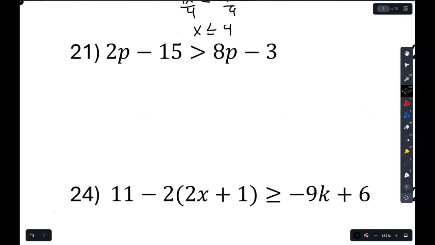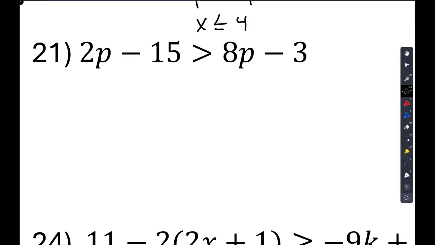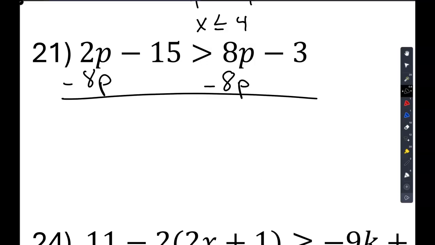Alright, zooming in on 21 here. We got variables on both sides here, letters on both sides, numbers on both sides. We're going to move the letters to the left. First, I'm going to subtract 8p on both sides. That'll cancel out. 2 minus 8 is negative 6. Negative 6p minus 15 greater than or equal to negative 3.